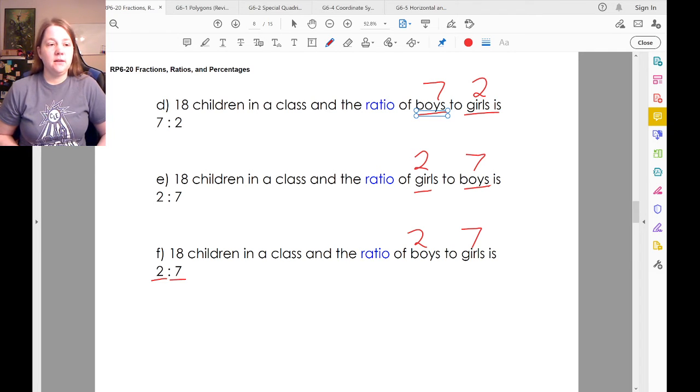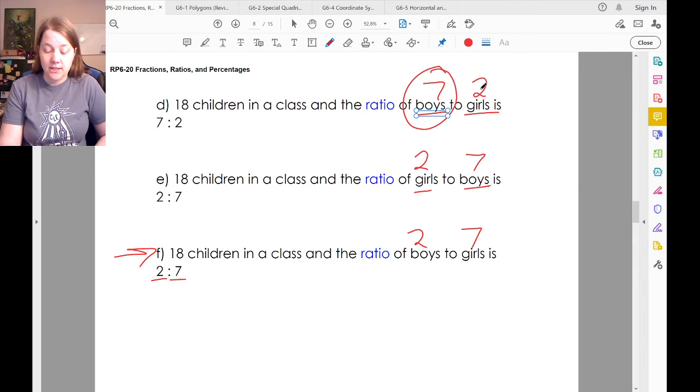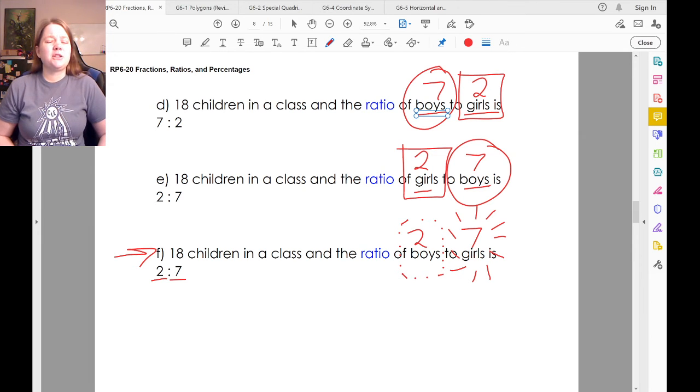If you said letter F, you would be correct. Letter D says 7 boys. Letter E says 7 boys. Letter F says 7 girls. Letter D says 2 girls. Letter E says 2 girls. Letter F says 2 boys. That's why it's always important that you read carefully.